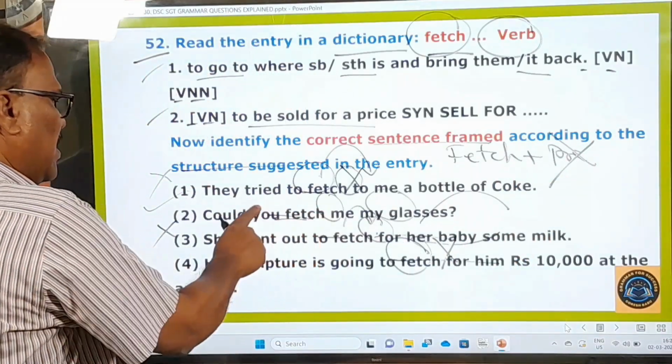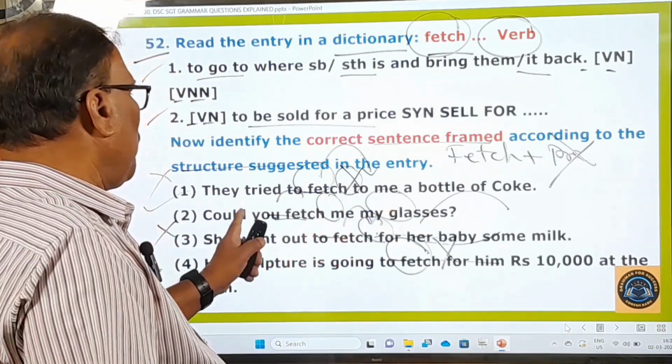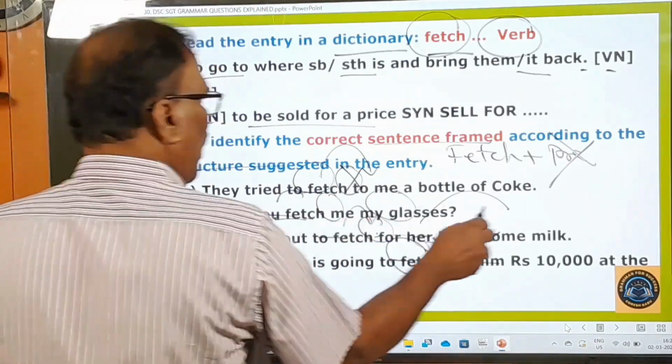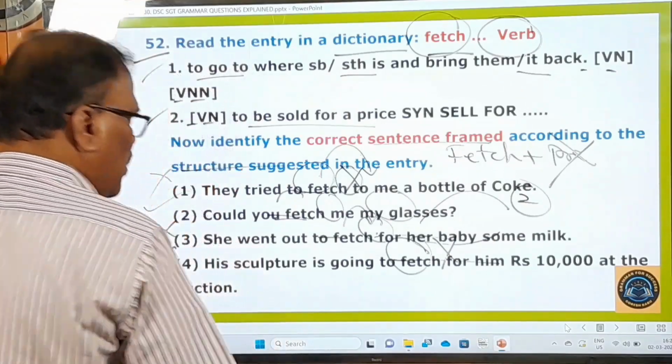In the second sentence, could you fetch me? After fetch, a pronoun is used and a noun is used. Could you fetch me my glasses? Therefore, the first one, third one, and fourth one are wrong, and only the second one is the right one. And now let's move on to the other questions.